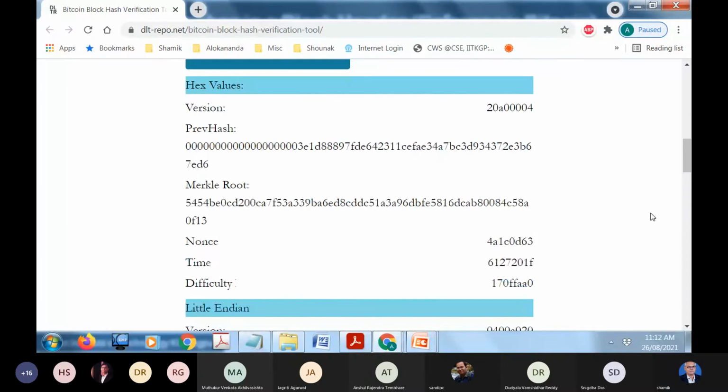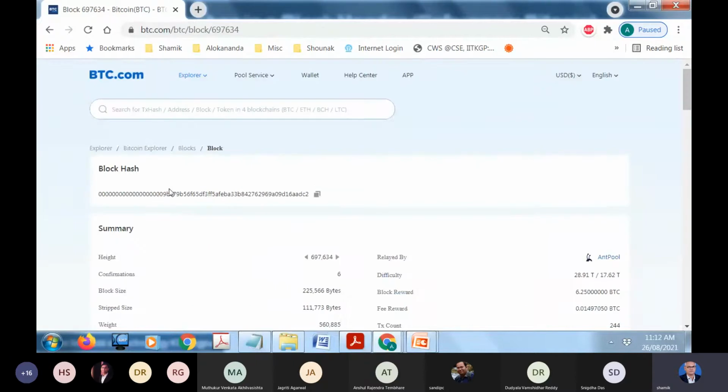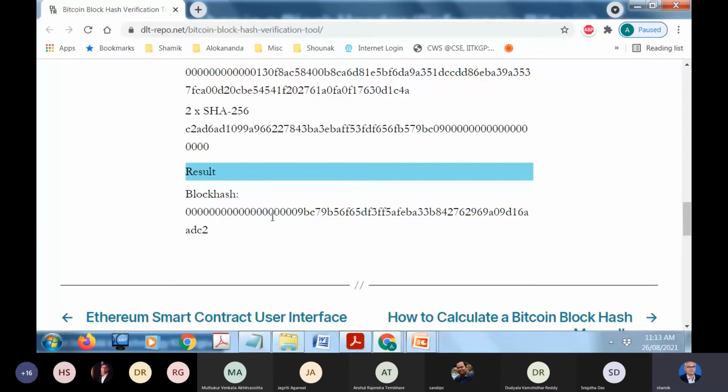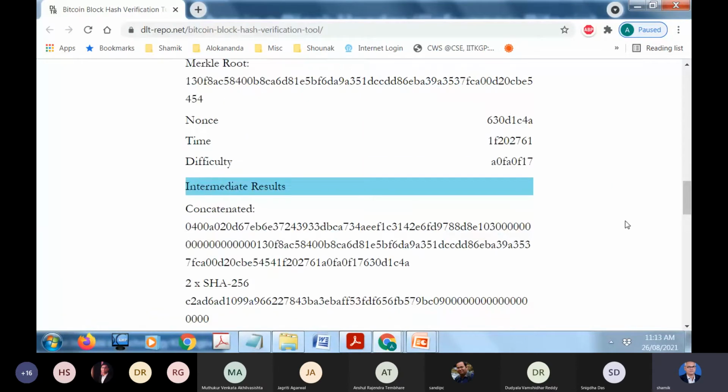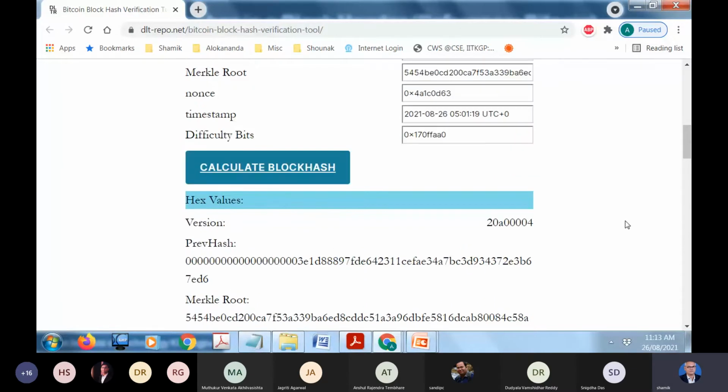And then you see I get this as the block hash. If you see the block hash here for this current block, it is indeed the same. All these zeros, 9BC, and also you see zeros 9BC and all. So you see that we have done something interesting, and that is what validating the blocks is all about.